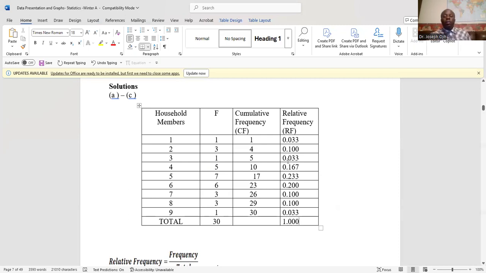Relative frequency can also be written as a percentage. So instead of saying 0.033, we can say that it is 3.3%. The one that is 0.100 is 10%. And 1.00 means 100%.